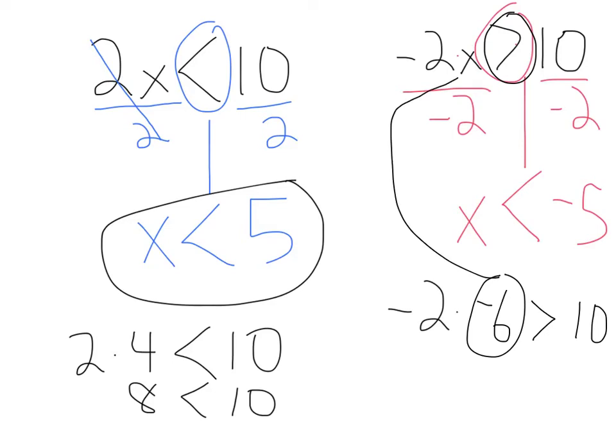So let's keep it going. Negative 2 times negative 6. Now negative times a negative is a positive. So 2 times 6 is 12. Greater than 10. Is 12 greater than 10? Yes. Now if I hadn't turned that sign around, it actually would have said 12 is less than 10, which doesn't make any sense. So let's go ahead and graph that.